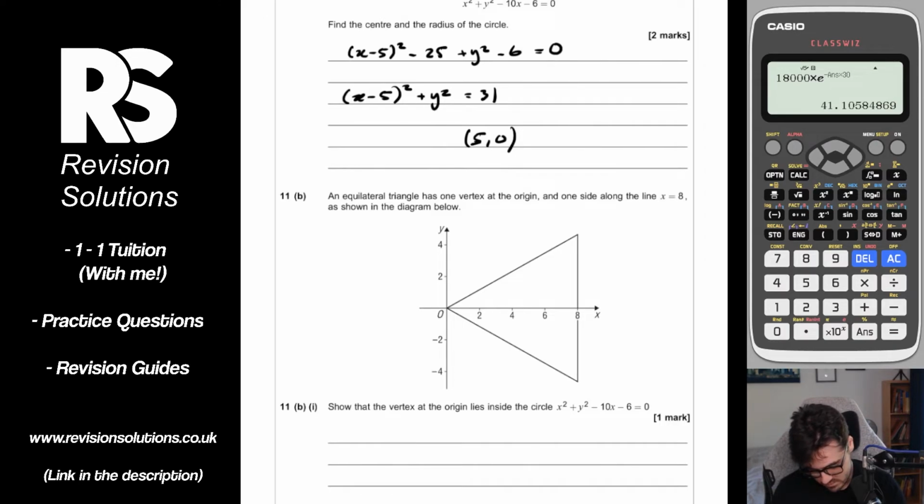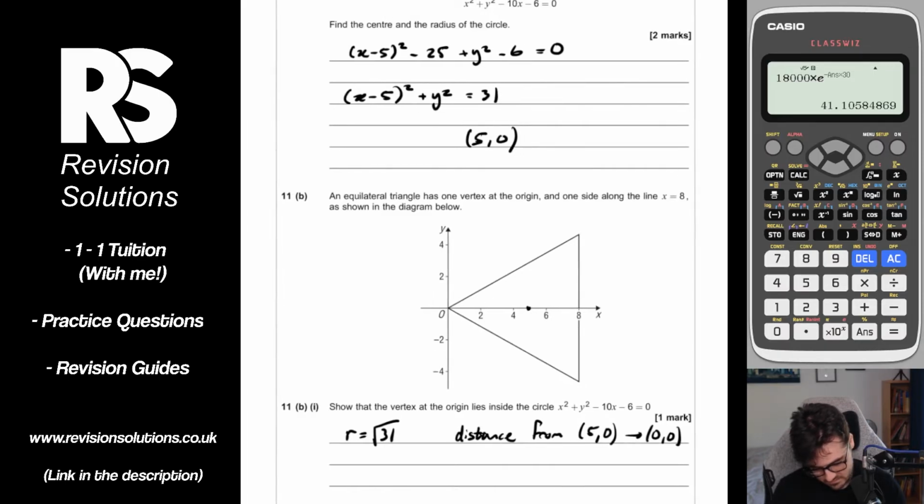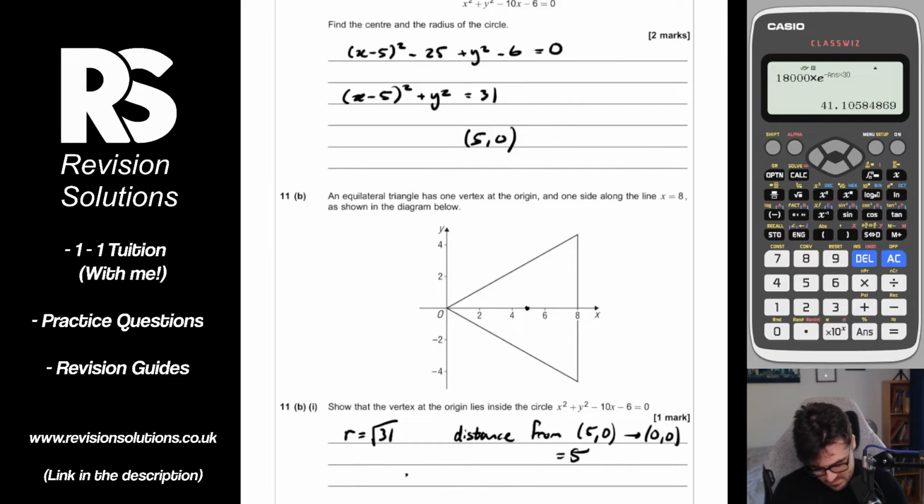Let's state that properly. The radius of our circle is the square root of 31. And the center is 5, 0. The distance from 5, 0 to the origin is just equal to 5. And 5 is less than the square root of 31. So, therefore, the origin is inside the circle.